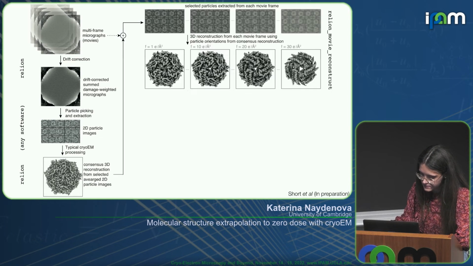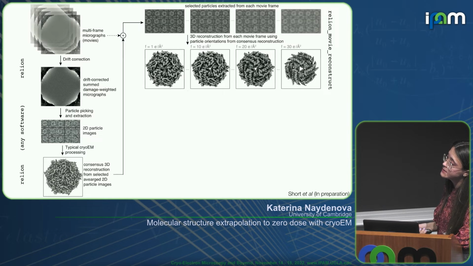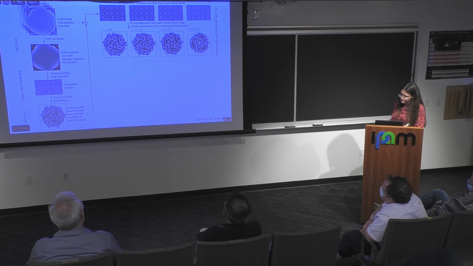After that, you use Reliant to use these particles and their already determined positions and angles to calculate a reconstruction from every frame of the original movie using the same particles. And you obtain some kind of series of reconstructions like this, where the earliest ones look best and the latest ones have no high resolution detail because they've lost it to radiation damage.